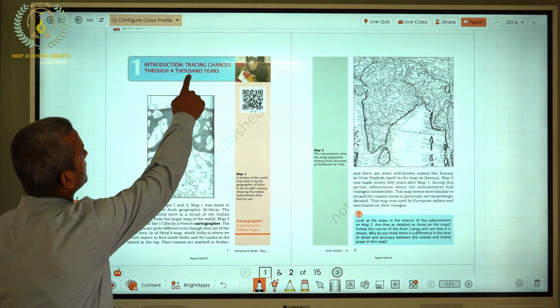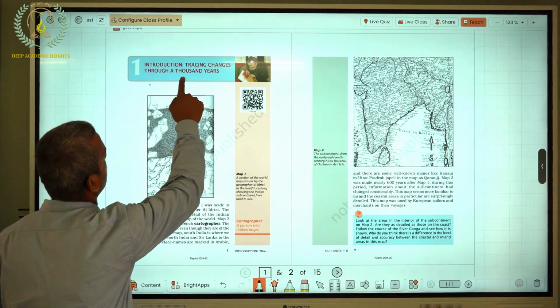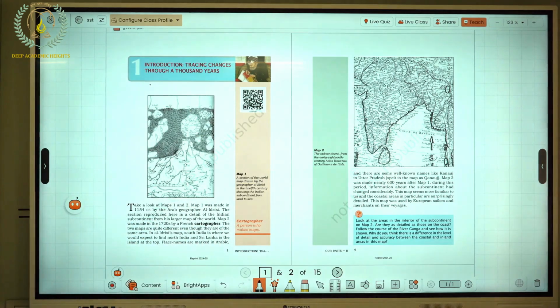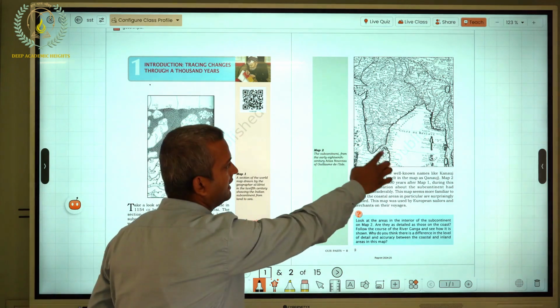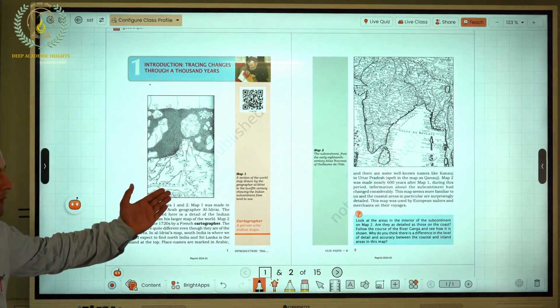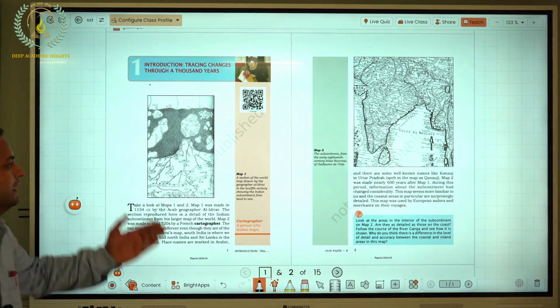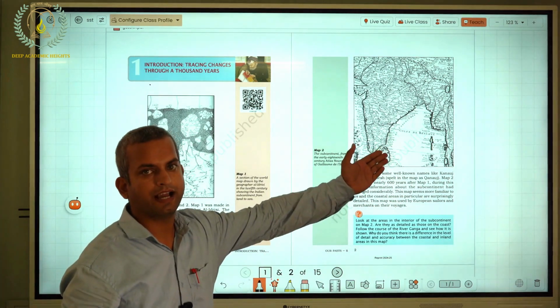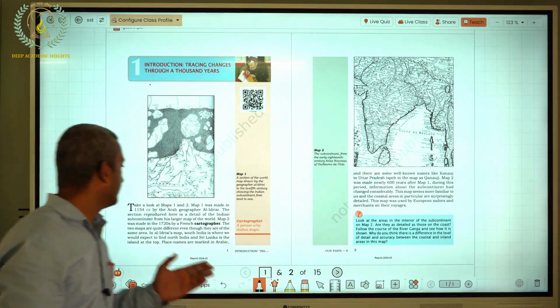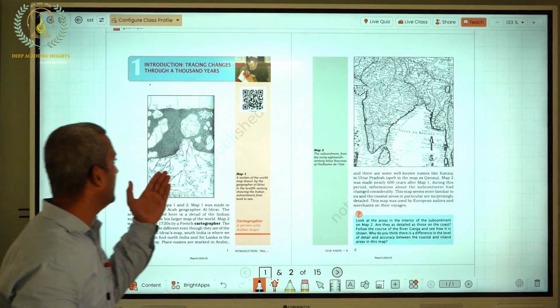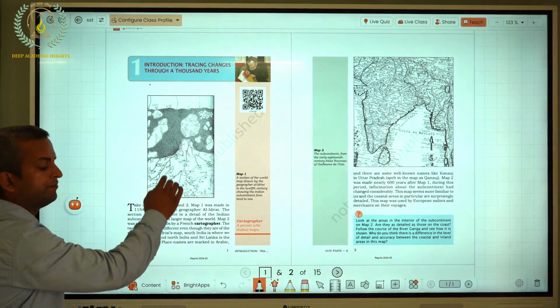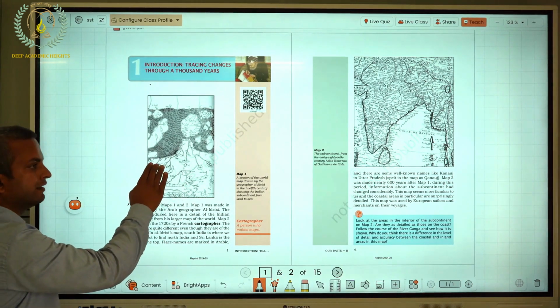Today we are going to discuss one chapter, which is tracing changes through a thousand years. In this chapter, what we are going to study is this map. The first map is drawn by Al-Idrisi and the second map is drawn by a French cartographer. The French cartographer drew it in 1720 and this map was drawn in 1154 Common Era.